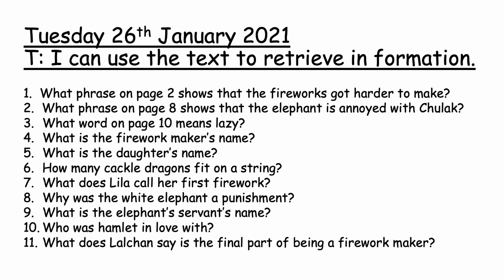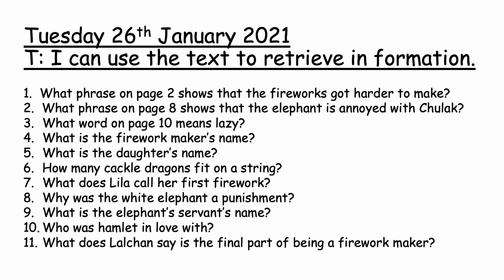I would then write that as a sentence and say the phrase on page 2 and 3 is she was making all the simple fireworks and thinking about more complicated ones. This shows that the fireworks got harder to make. Then you need to go to number 2. I would write that as that.